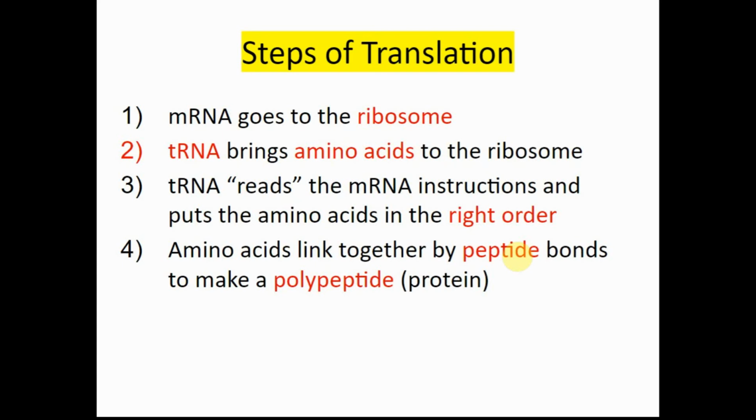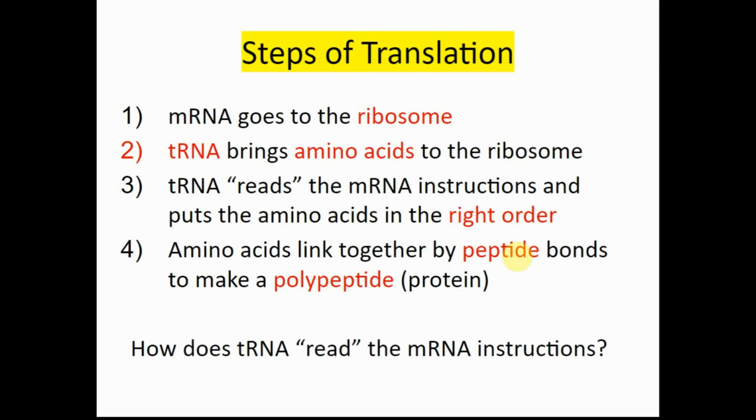Now remember, proteins are usually multiple polypeptides folded around each other. For example, hemoglobin has 4 polypeptides that are folded around each other.